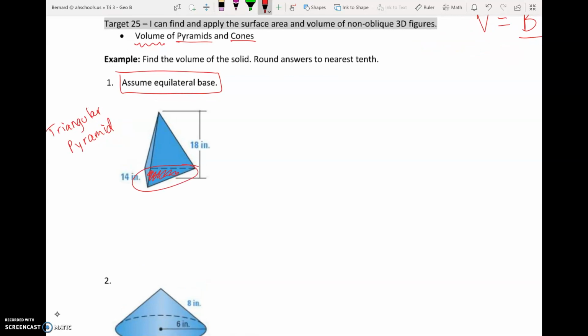Remember, our triangle down here is our base, and so it's going to be something like this, right? And it says assume equilateral base. What that means is all 3 sides are the same. So if that's 14, this is 14, and that's 14. And that's huge, right? We need to know that.